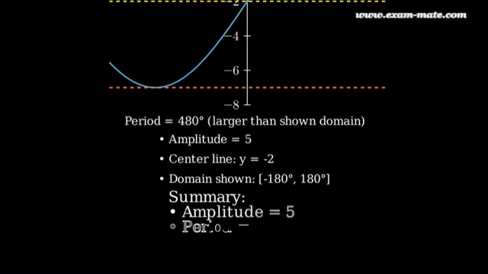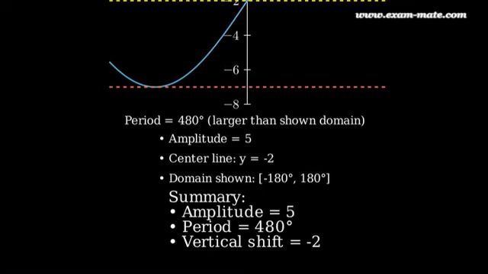In summary, we found that this function has an amplitude of 5, a period of 480 degrees, and is shifted down 2 units from the standard sine function. These 3 characteristics completely define how our function behaves.